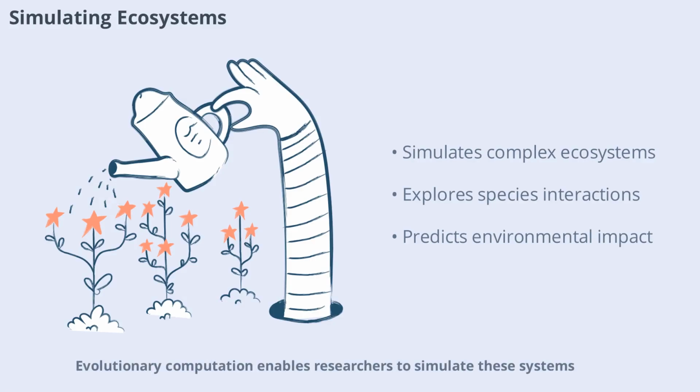Ecosystems are complex networks of interacting species and environmental factors. Evolutionary computation enables researchers to simulate these systems, exploring how species interact, compete, and adapt. These simulations can reveal insights into biodiversity, ecosystem stability, and the effects of environmental change. By modeling entire ecosystems, scientists can predict the impact of interventions and develop strategies for conservation.